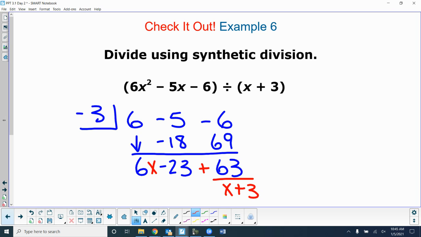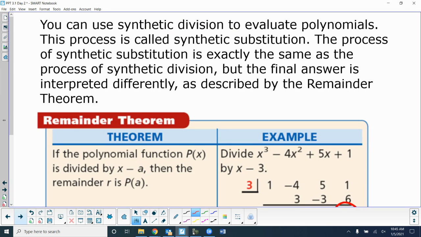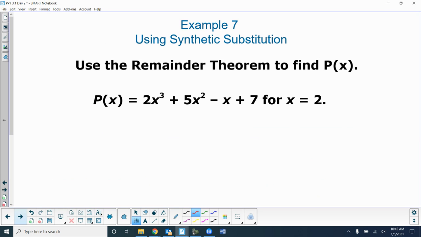Okay? If we were doing synthetic substitution here, the answer would just be 63. If I put -3 in there and there, I'm going to get 63. Okay? So in this problem, sometimes they write x minus 2 on these. A lot of times they'll just tell you what to make x. So you just put 2 in there because it says x equals 2. So don't do the opposite when it says x equals, when we're doing this synthetic substitution or the remainder theorem.